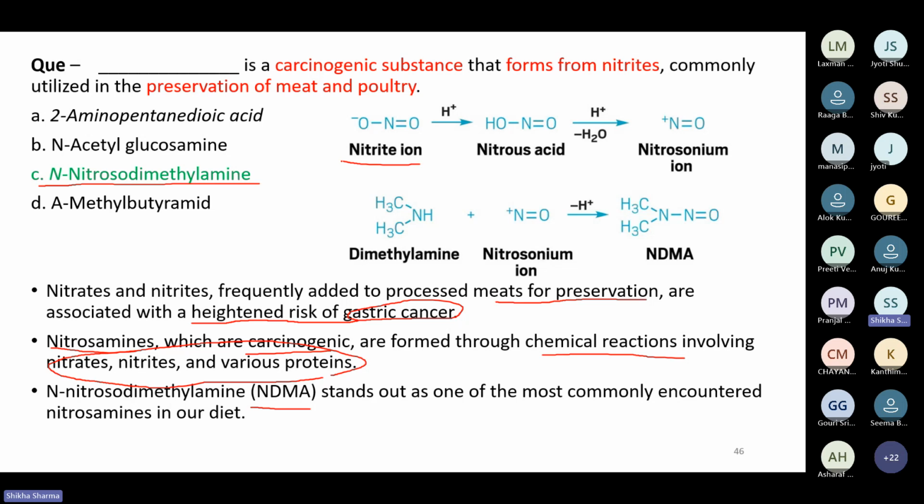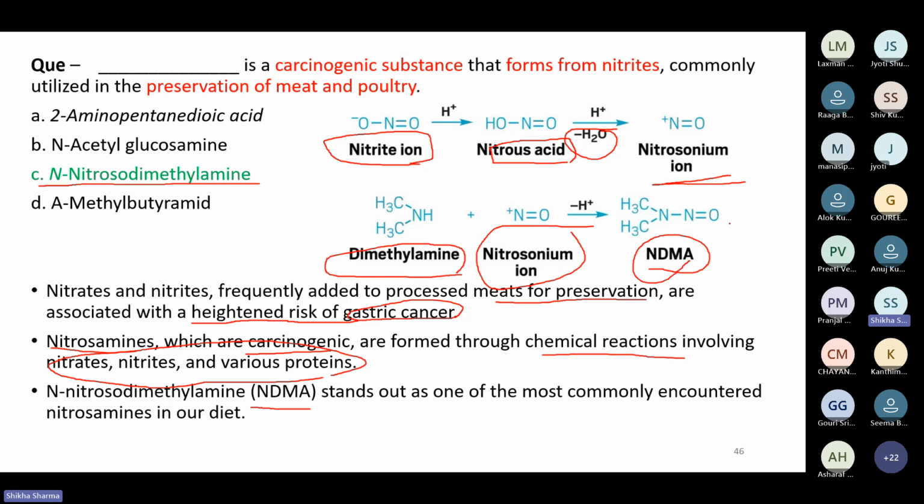So this is the nitrite ion. It takes H plus and becomes nitrous acid, and with another H plus, H2O is removed and this ion forms nitrosonium. Then this ion can react with dimethylamine and form NDMA, which is a carcinogenic substance in meat and poultry products.